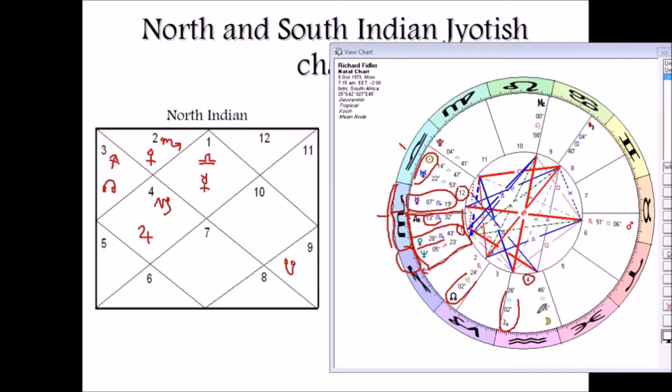Now you see here, in the Western chart, the moon is at 26 degrees Aquarius, and also in the fourth house with Jupiter. Now, when we subtract 23 degrees from the moon at 26 degrees Aquarius, it stays in Aquarius. And because Aquarius is in the fifth house of the Vedic chart, the moon ends up being in the fifth.